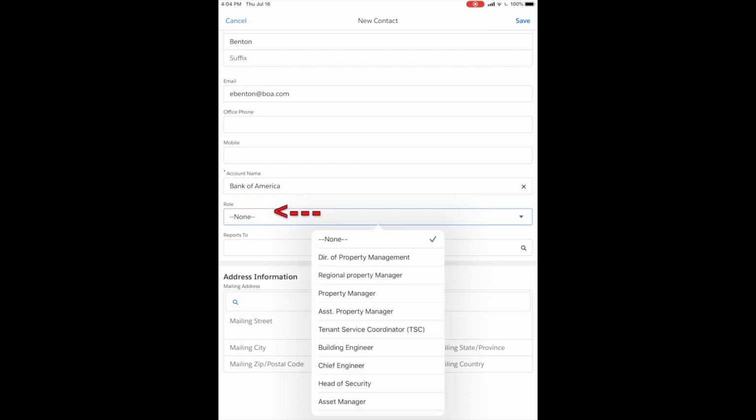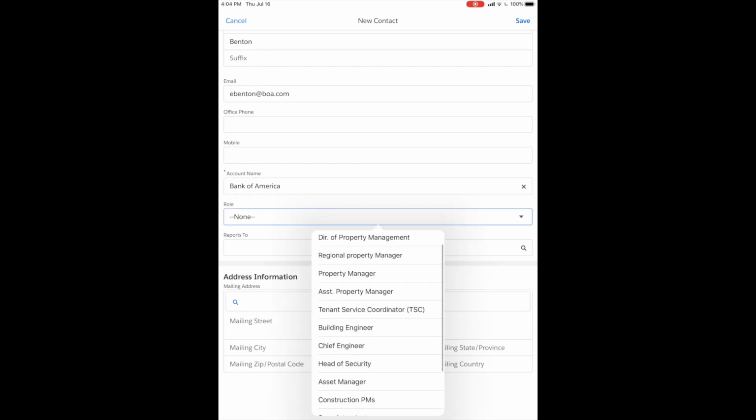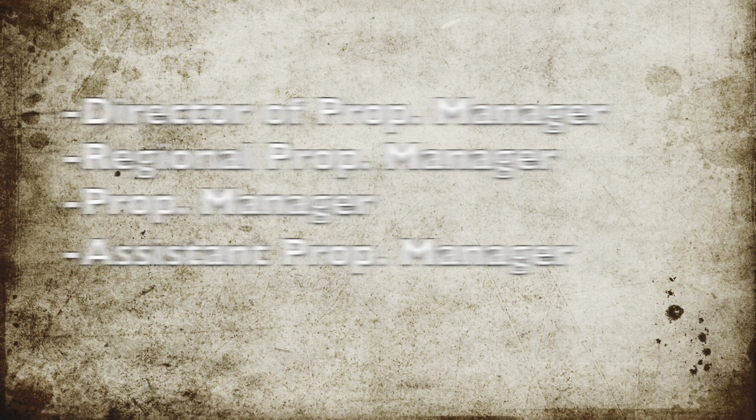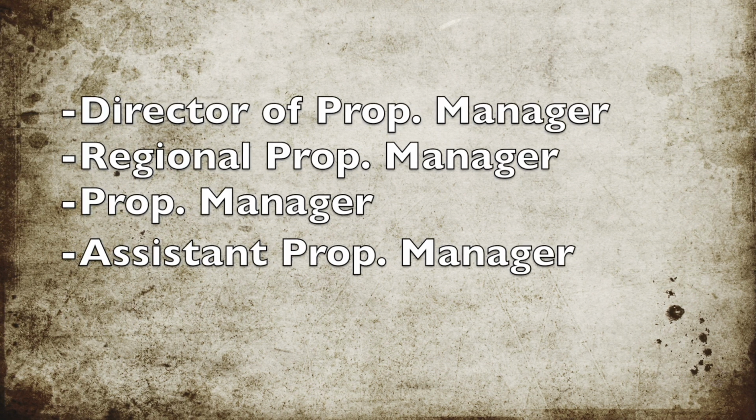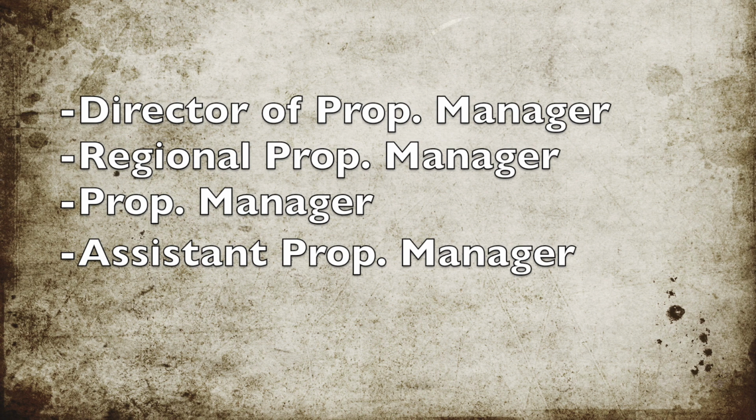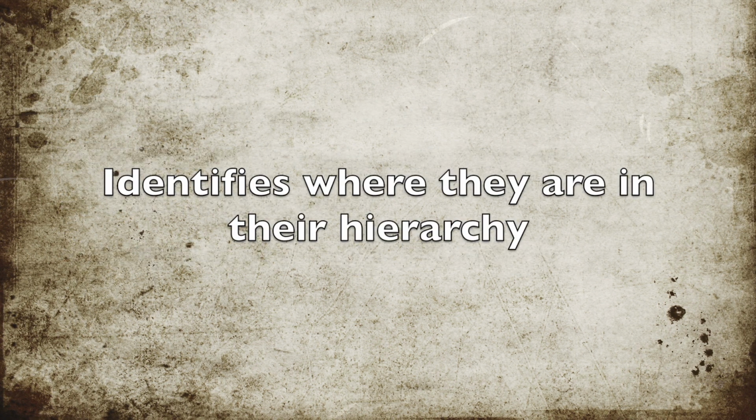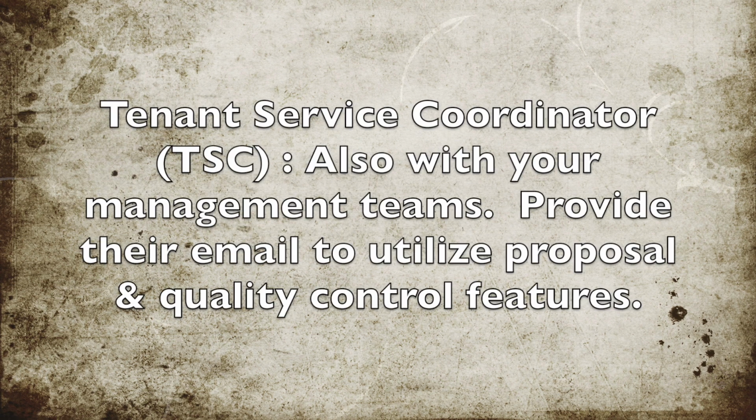Next, you select the role. And let's break this down real quick. The first few at the top: Director of Property Management, Regional Property Manager, and Assistant Property Manager. Very self-explanatory. This is going to usually be associated with your property management companies themselves, and you're simply identifying what seat they're sitting in. Next, you have a Tenant Service Coordinator.